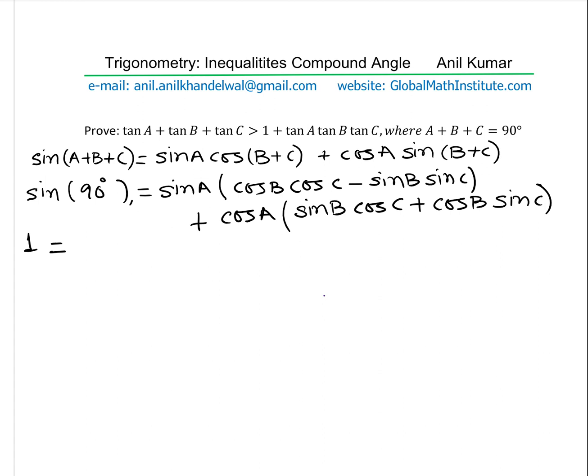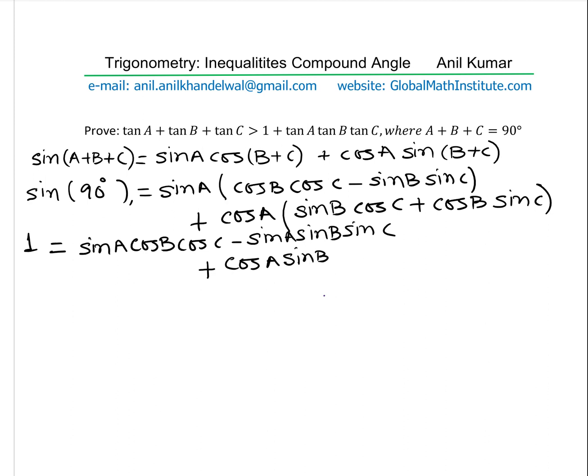And now we can expand this. We get sine A cos B cos C minus sine A sine B sine C plus, we'll write it here, cos A sine B cos C plus cos A cos B sine C. So we got the terms in terms of sines and cosines.